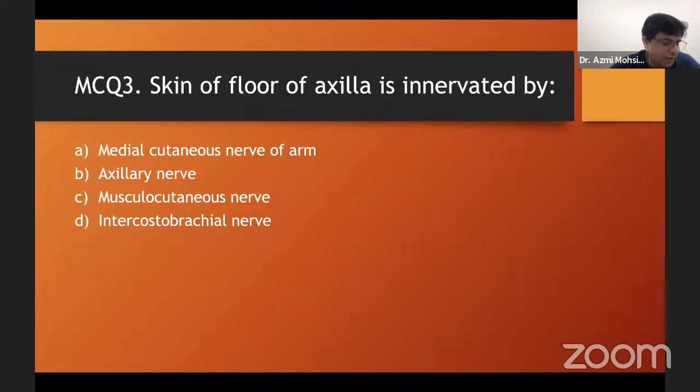Skin of the floor of the axilla is innervated by... No, no. Onkar Dhale, no. Harish Sharma, no. I taught you about this in the same presentation.